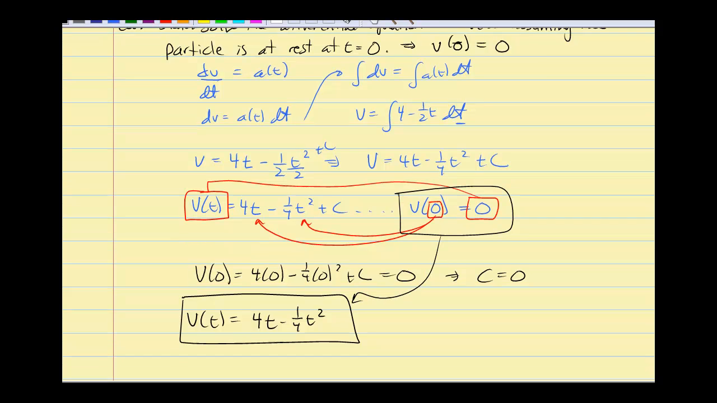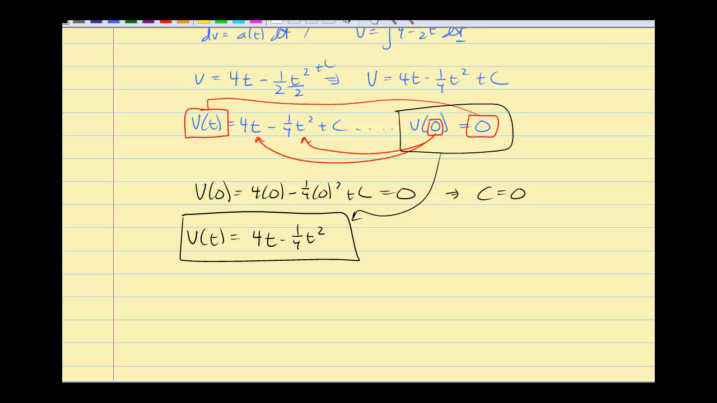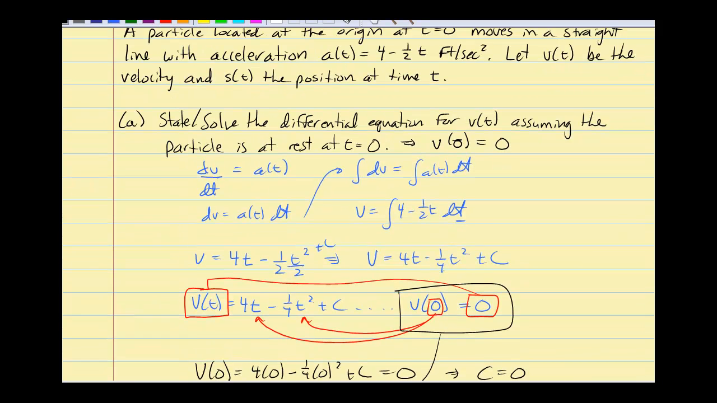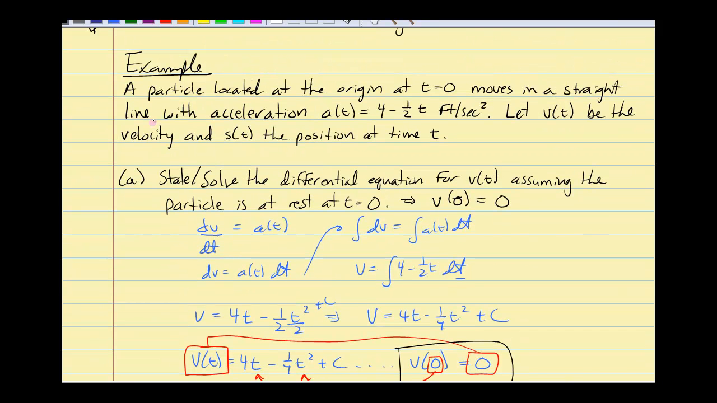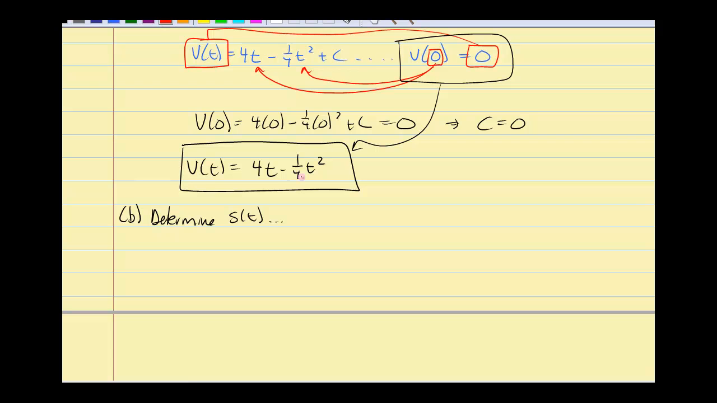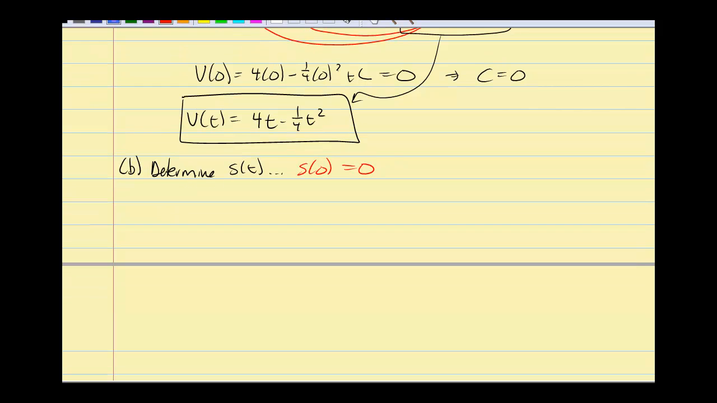Part B of this problem, we're going to be looking for the position function. In determining the position function, they've already given us information about the initial condition, because at the beginning of the problem it says the particle is located at the origin at t equals 0. So our position is 0 at time 0. Our initial condition was not specifically given here, but it was implied in the problem. So that's s of 0 equals 0.